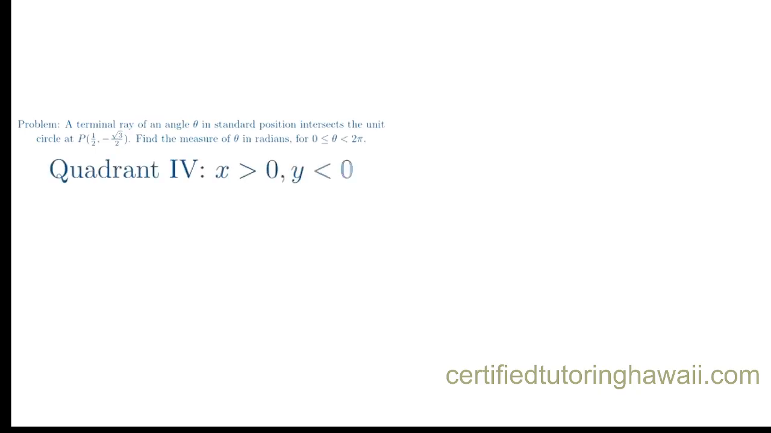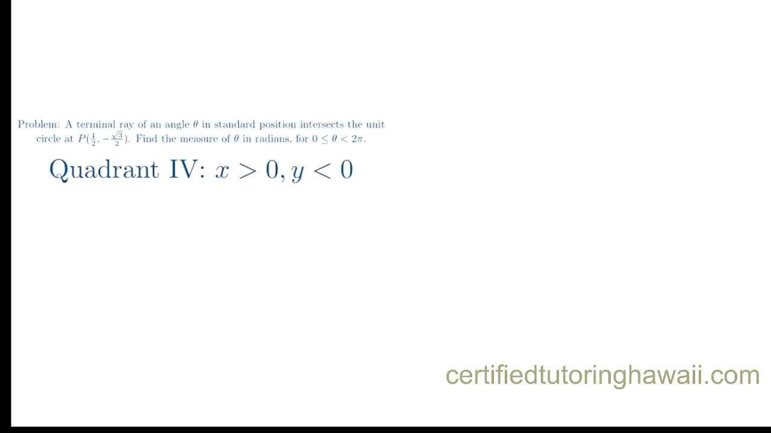So far, we've focused on finding the point P on the unit circle given an angle. But what if we're given the point P and asked to find the angle? Let's say we have the point P at 1/2, negative square root of 3 over 2. We need to find the angle theta whose terminal ray passes through this point. We can see that the x-coordinate is positive and the y-coordinate is negative.